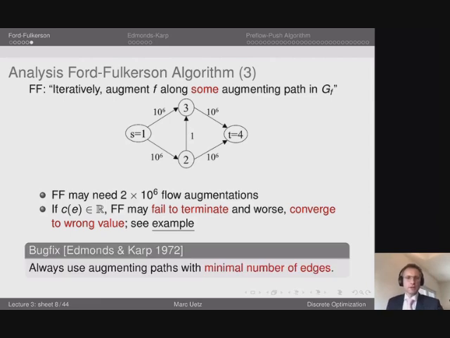And one of them is known as the Edmonds-Karp algorithm. Edmonds and Karp published a paper in '72 showing that when you always pick augmenting paths with minimal number of edges, then you can fix this problem and you get a correctness proof and a polynomial computation time, which only depends on the size of the graph, but not on the edge capacities. So that is what we look at next, the Edmonds-Karp algorithm.